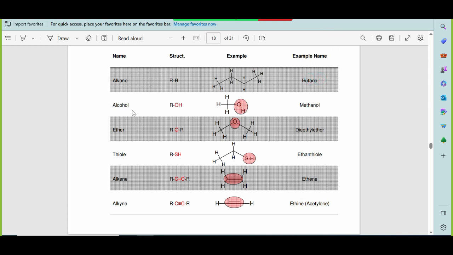Then the first class where we have a functional group is alcohol. Alcohol has the functional group hydroxide. And the termination is then -ol.